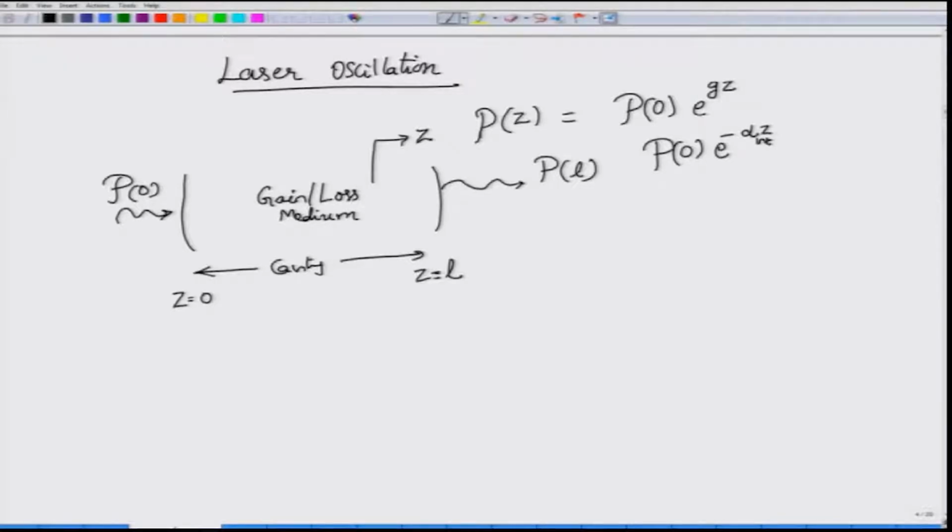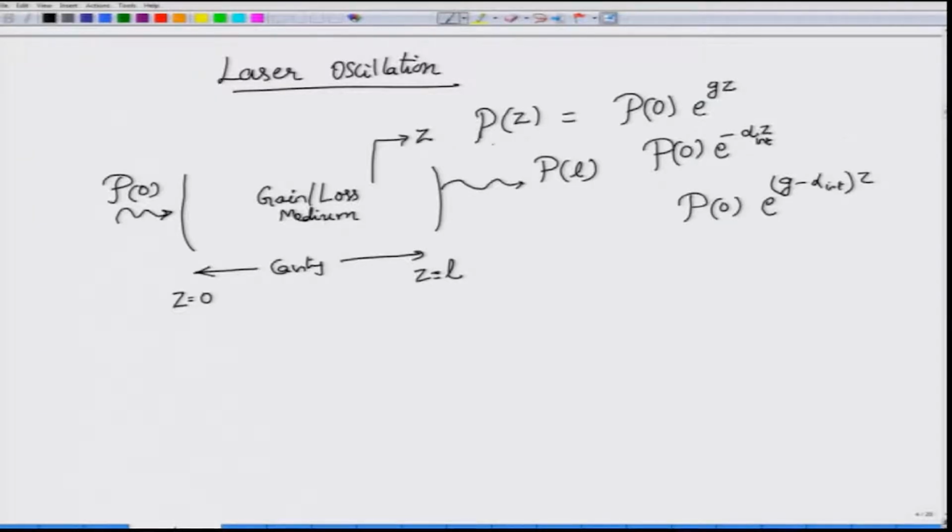So, you have a gain and you have a loss. The effective power of course would be P of 0 e to the power (g minus alpha int) times z. Clearly, if g is larger than internal losses, then this will be a larger number than P of 0 and you would obtain a net amplification. In case g is less than alpha int, this term will be less than 1. So, you will get a net attenuation or a net loss in the system, right. At z is equal to L, in place of z you can change this into L.